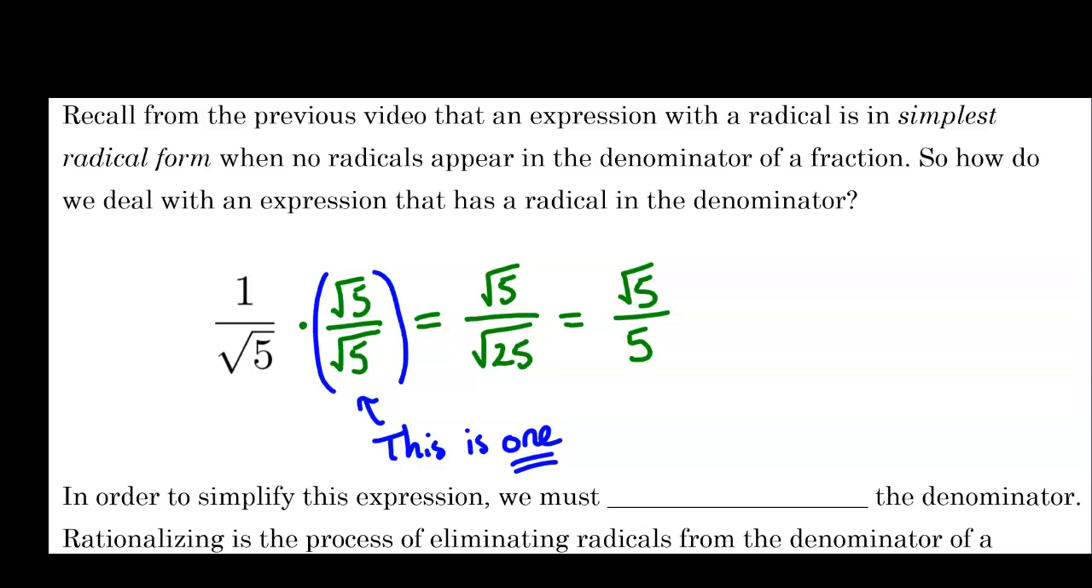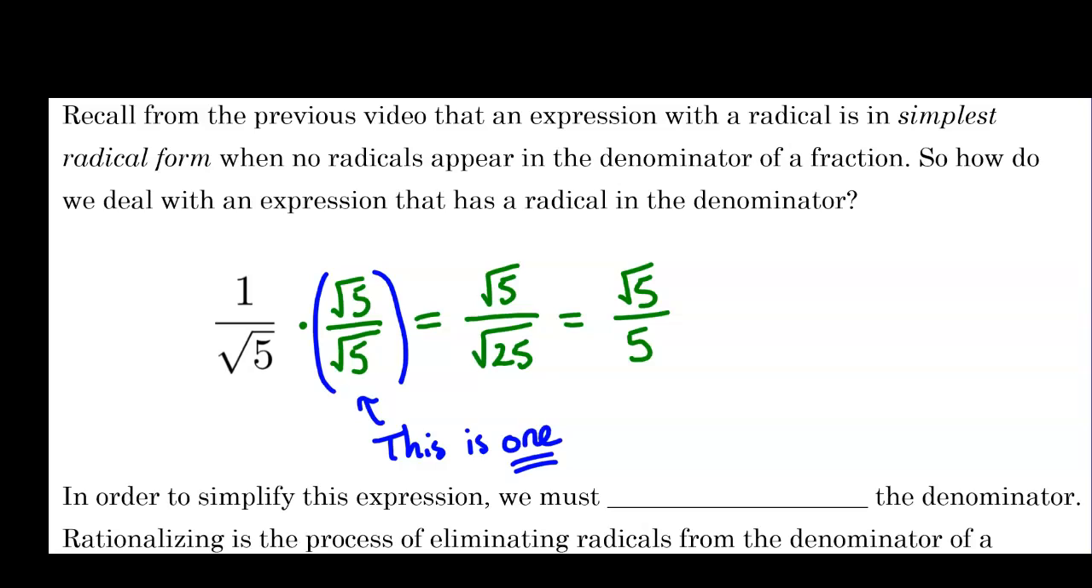So really this is a clever multiplication approach where we are multiplying by 1, but writing it in a way that accomplishes our goal of no longer having a square root in the denominator. And this process is called rationalizing the denominator.